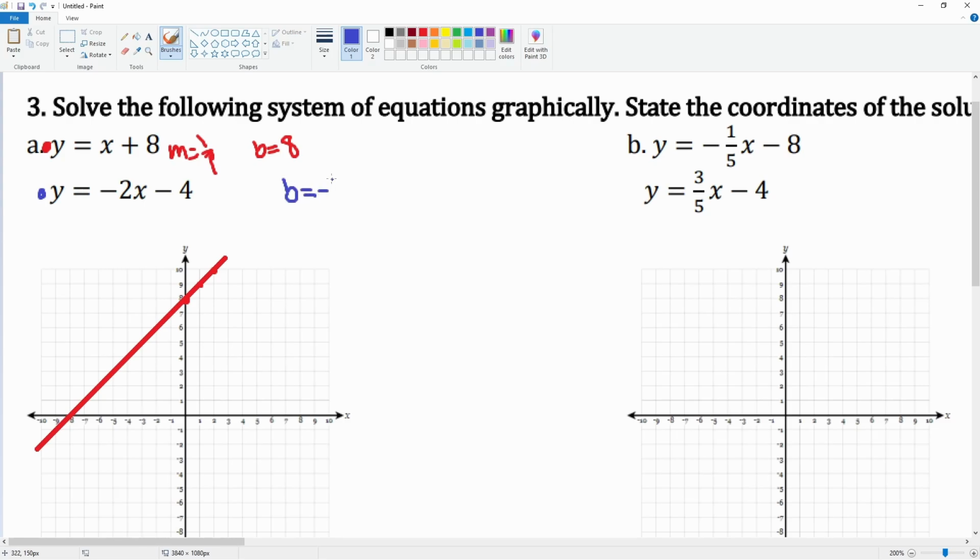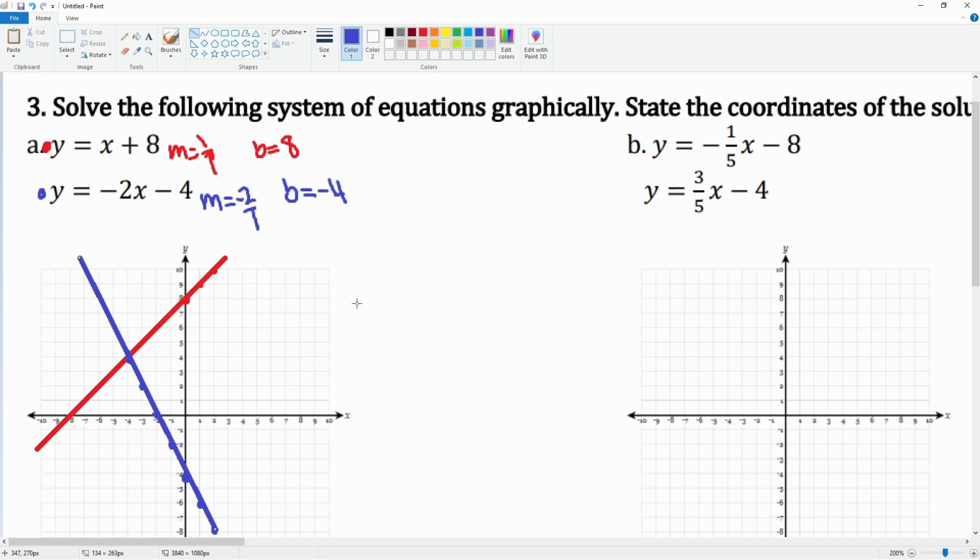My y-intercept is -4, so I start here at -4. Then my slope here is -2/1. That means I go down 2 across 1. Down 2 across 1. I can repeat that process by going backwards here as well. And now I did enough, so now I can connect my line.